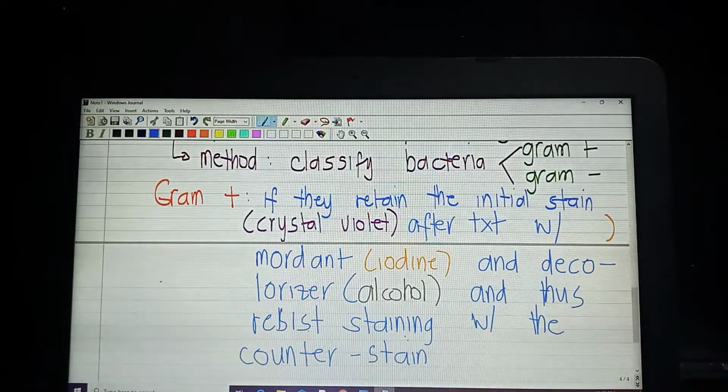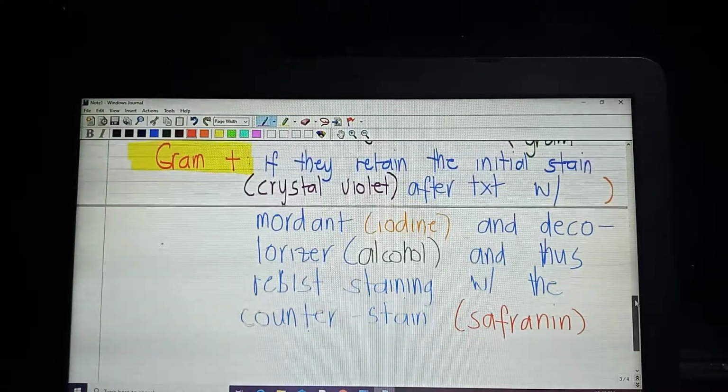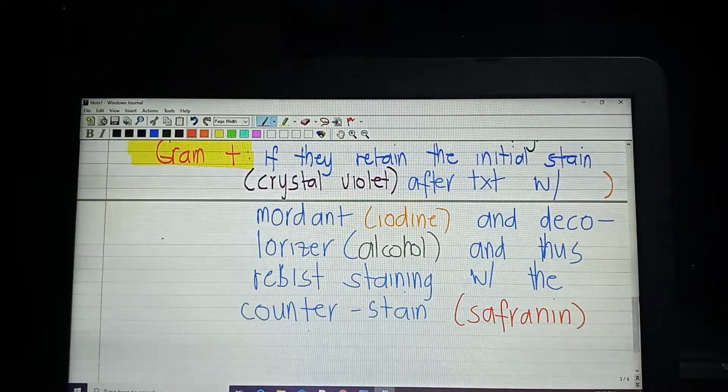Okay, what is your counter stain again? Your safranin. Okay, they are considered gram positive bacteria. How about, sir, the characteristic of a gram negative bacteria?